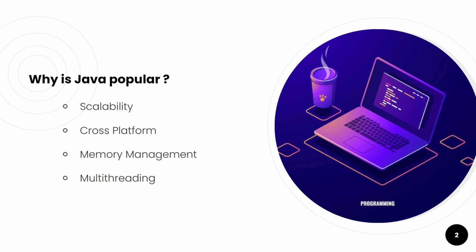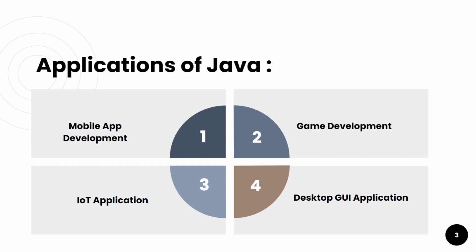The last is multi-threading. Thread is a lightweight subprocess. Multithreading in Java allows concurrent execution of two or more threads simultaneously. This helps in maximizing the utilization of the CPU. Next, we are going to see the applications of Java.